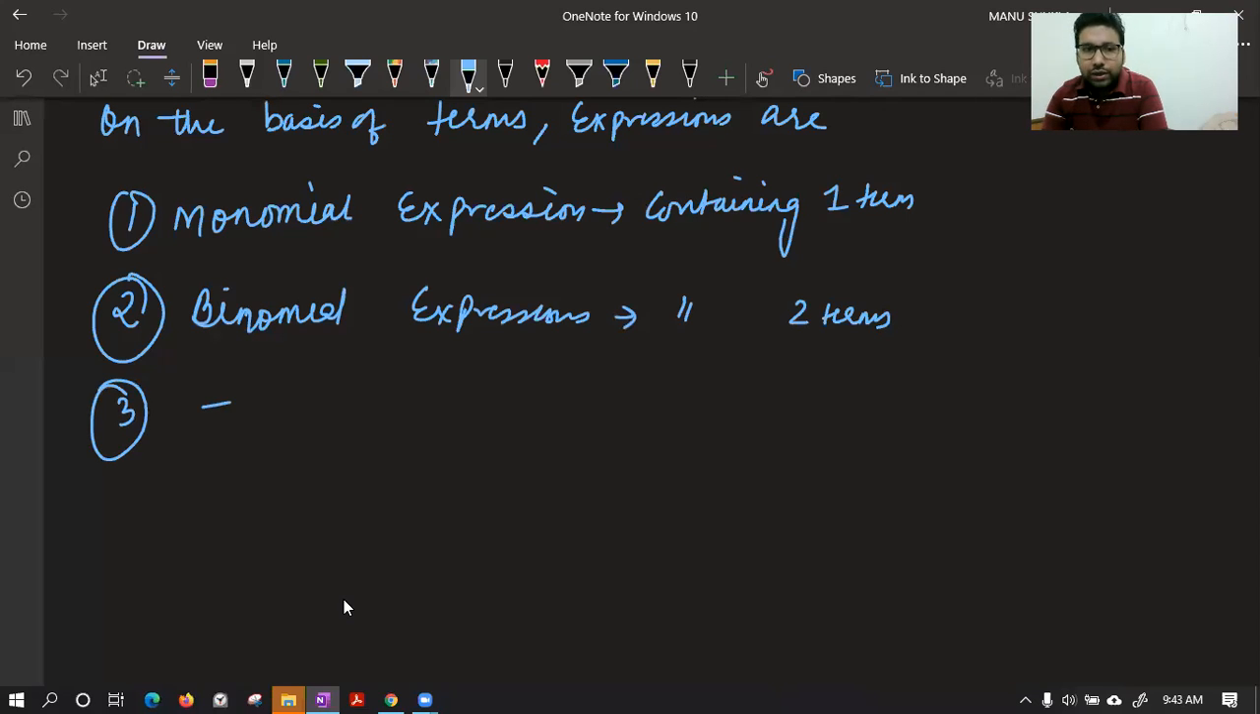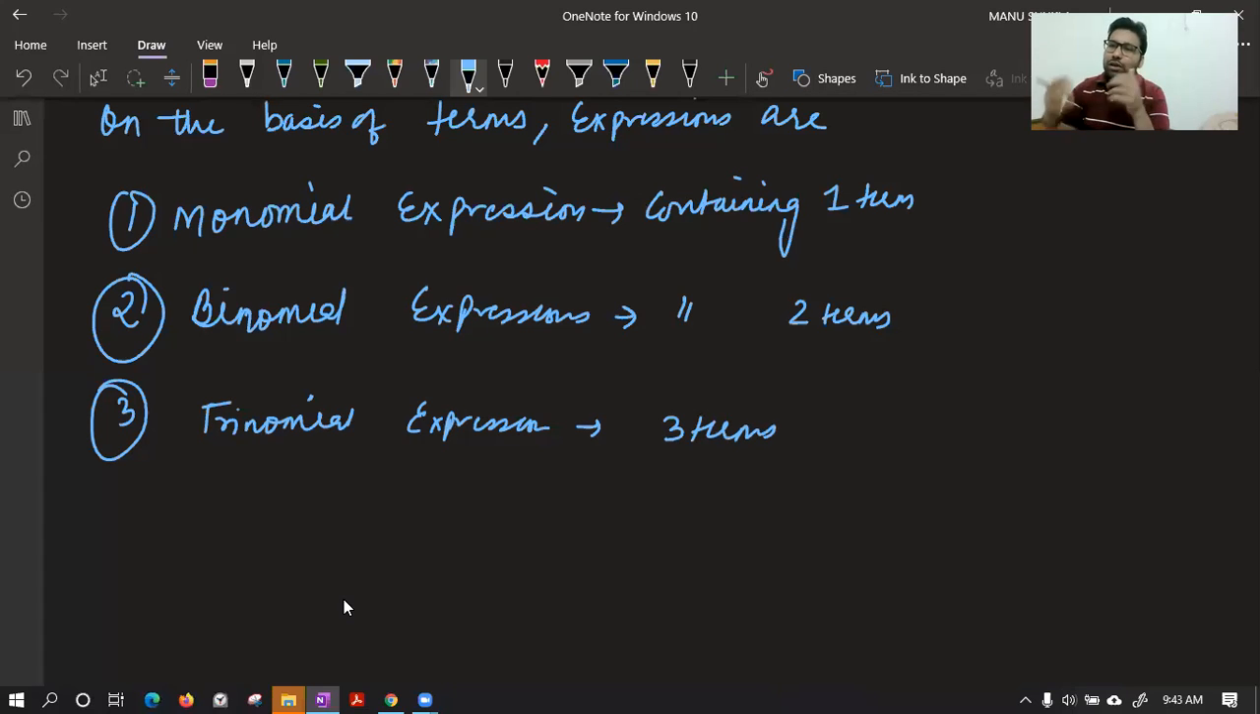The third one is trinomial. Trinomial expressions, as the word suggests, class, contain three terms. Then we have quadrinomial and so on. But in your course, you have to go for trinomial only. Okay, you have to go for that.